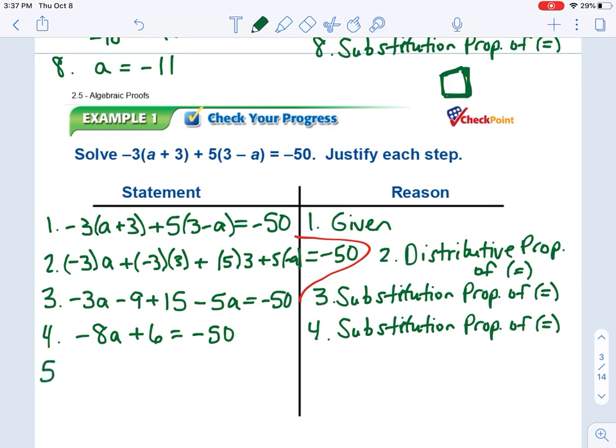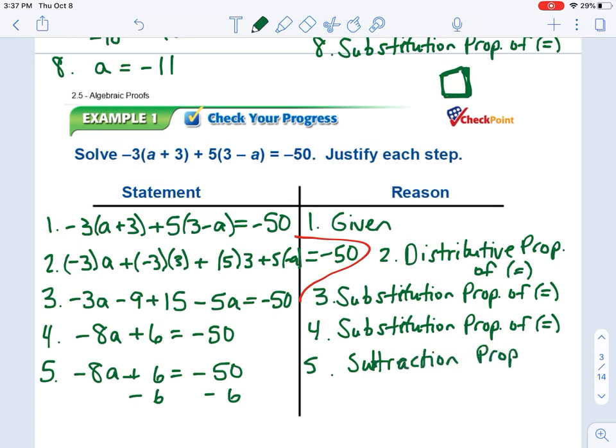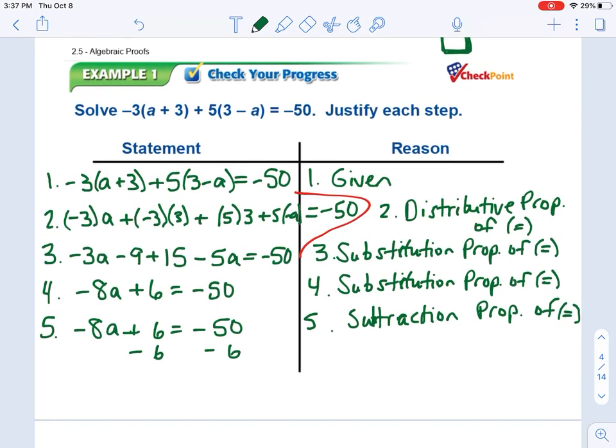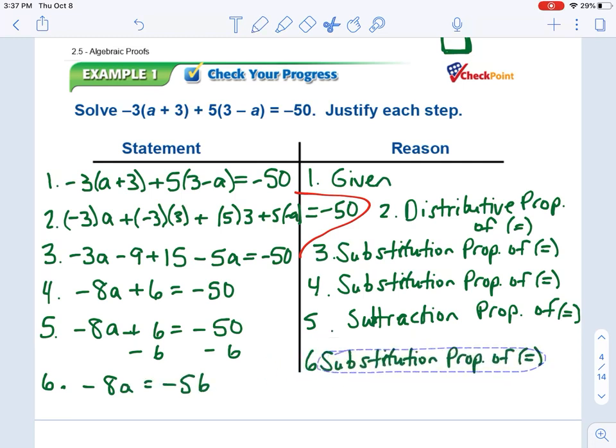What would you do next? It's actually the only reason that's different from our previous problem. Instead of using addition property of equality, we are going to use subtraction property of equality to subtract 6 across. Okay, then bring it down. So basically when we bring something down and solve like that, that's our substitution again.